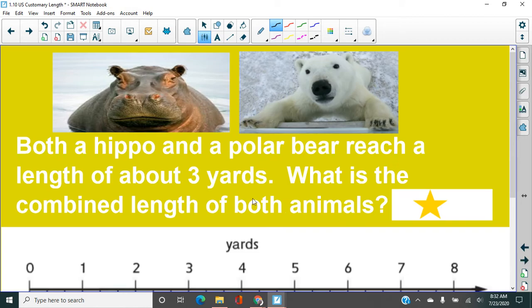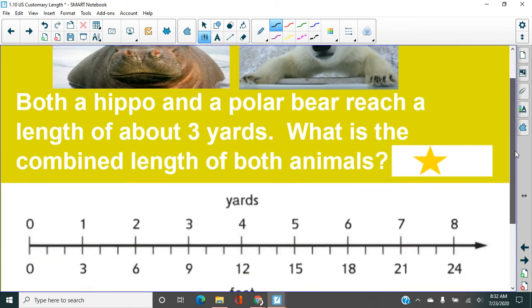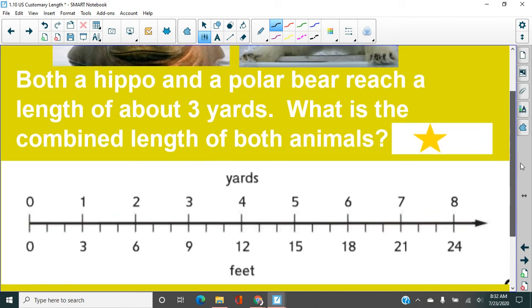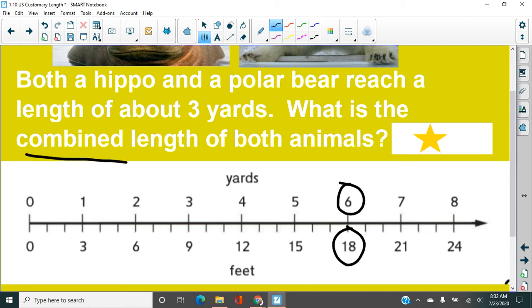Here we have a word problem that goes with this. Both a hippo and a polar bear reach a length of about 3 yards. What is the combined length of both animals? Well, let's see. Combined. So they're each about 3 yards. So 3 plus 3 is going to be 6. So my answer is 6 yards or 18 feet. Okay, so we had to use the key words here. With the word combined, we wanted to put those together to get our answer.